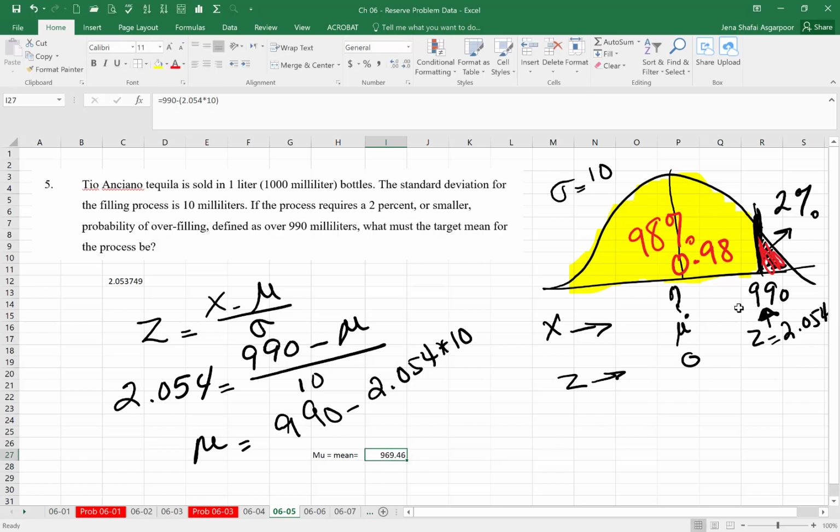So 969.5 approximately is what the mean of the process should be if we want 2% or less of the bottles to have more than 990 milliliters of fluid content.